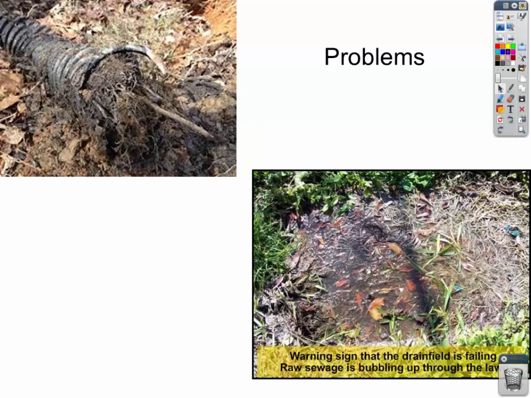Some problems with these systems: if you plant a tree or if you have shrubs growing near your drain field, it can clog those pipes with roots. All right, and then your system will fail. If you don't pump, your system will flood, and actually the waste will float to the surface of your lawn, and you'll have literally sewage on the surface of your property, or it might come into your home.